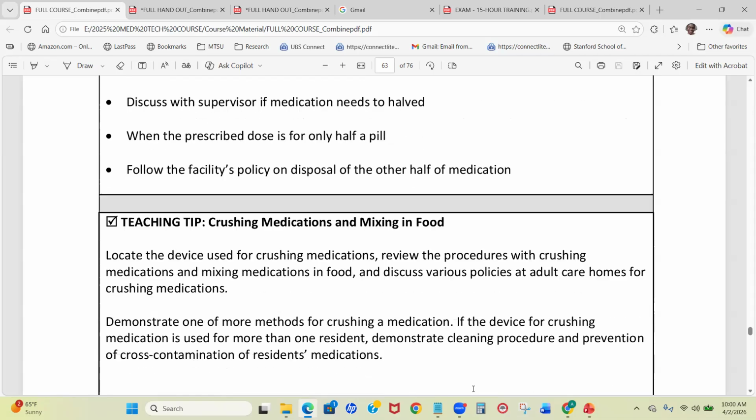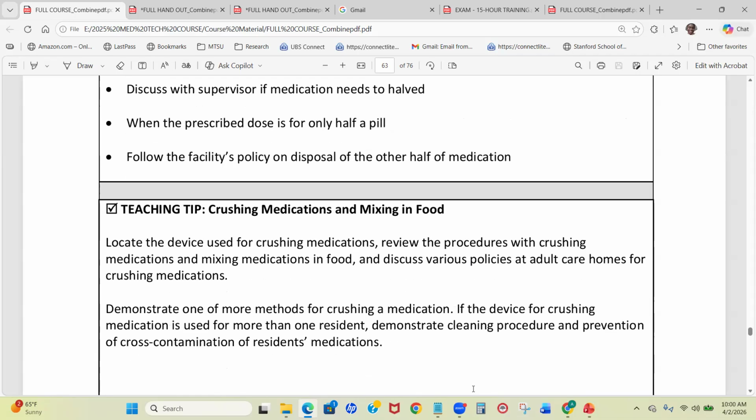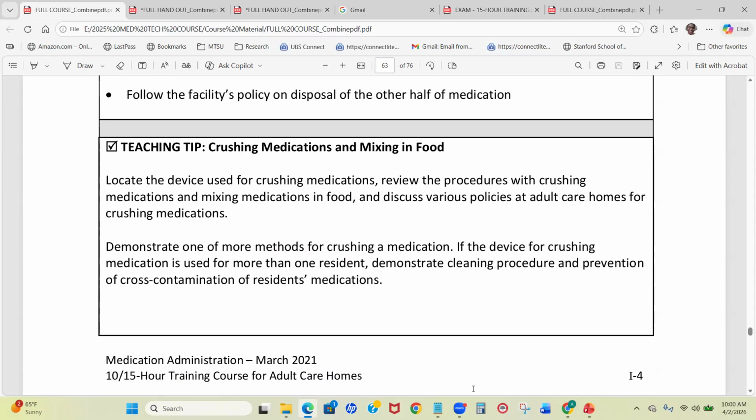All right. So follow the facility policy about disposal of the other half. It is important. Don't throw the half away. Let the administrator know, what do I do with the other half? Let them teach you. Let them explain to you, especially if it's a narcotic drug, because in the med room there are disposable containers that we put narcotic drugs in in all the facilities, and another nurse has to come and witness you put that half.